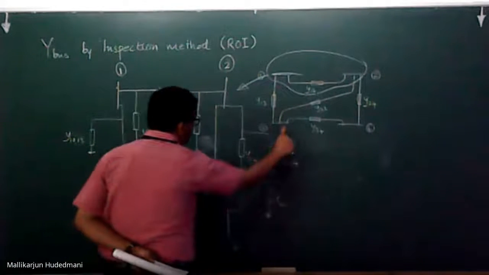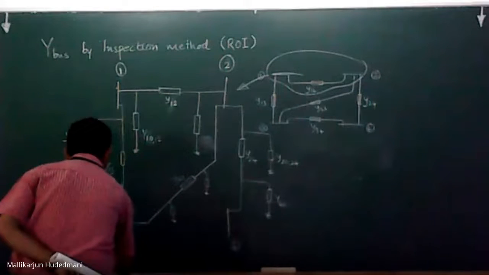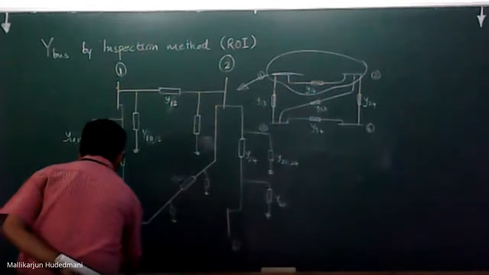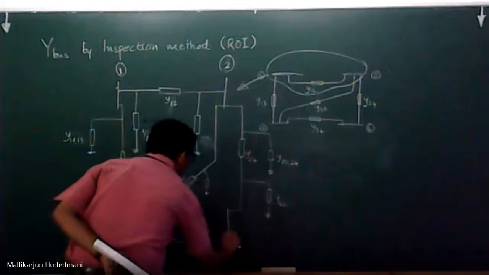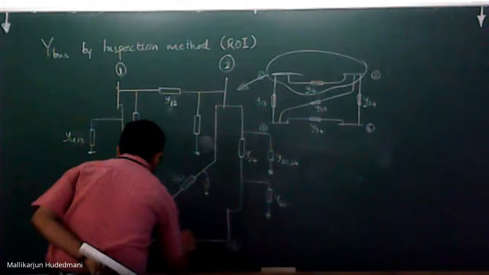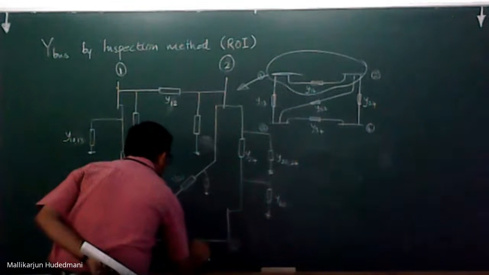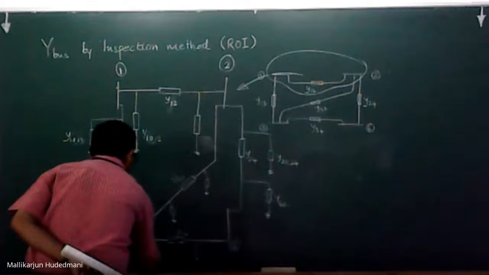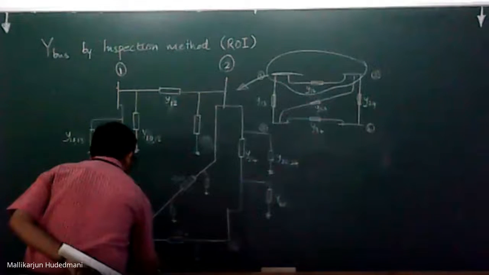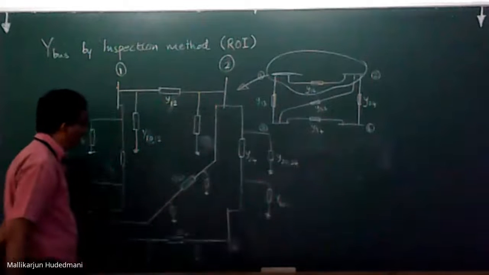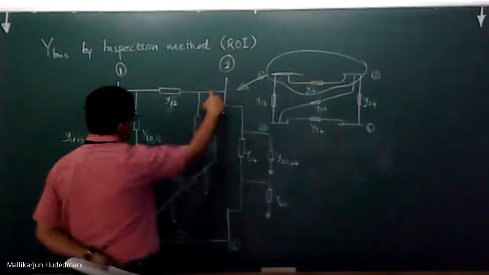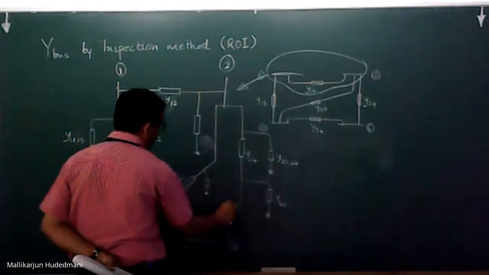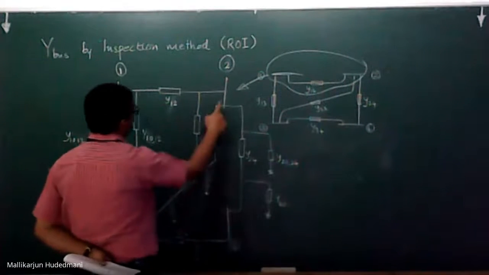Then I have 3 to 4 connections. This also I complete. Between 3 and 4, I have a line Y34, and there is a half line charging element here. Here. Now I start naming them. We look at that at 2 lines. Here I have 3 lines. Here I have 3 lines. Here I have only 2 lines. Now I have to write 2.